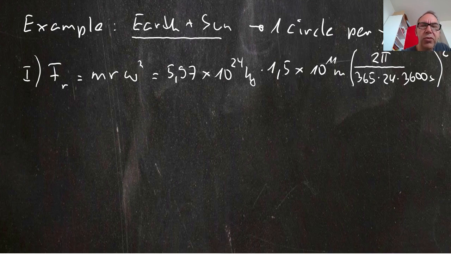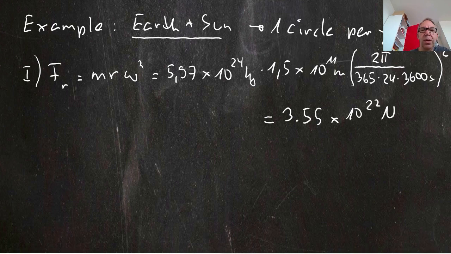Put that in a calculator. You can stop for a moment and see if you get the right answer. You should get something which is around 3.55 times 10 to the power of 22 Newton. Quite some force. But we know this centripetal force has to be caused by a real force, so to say, and we know what it is. It is the gravitational force.